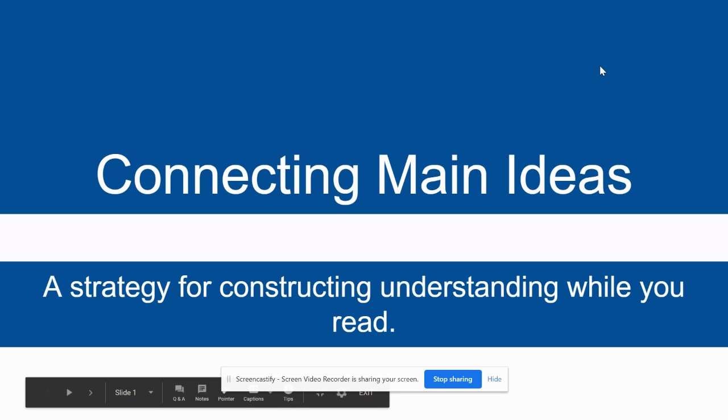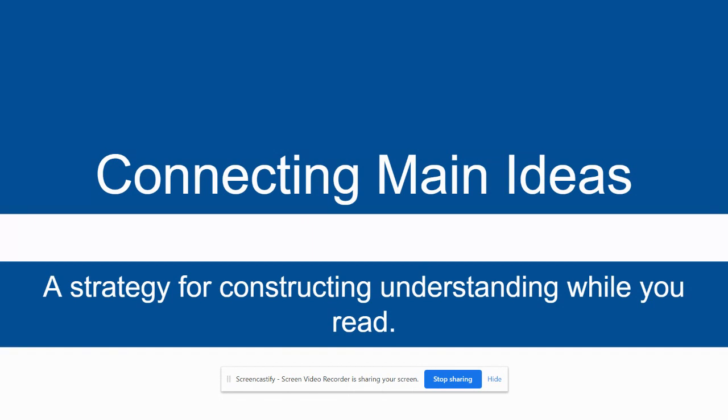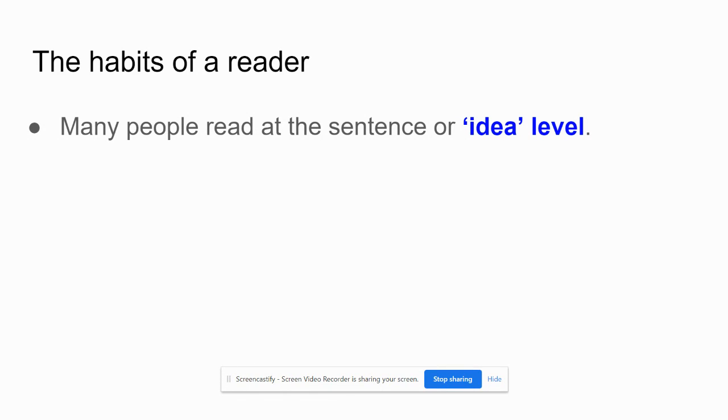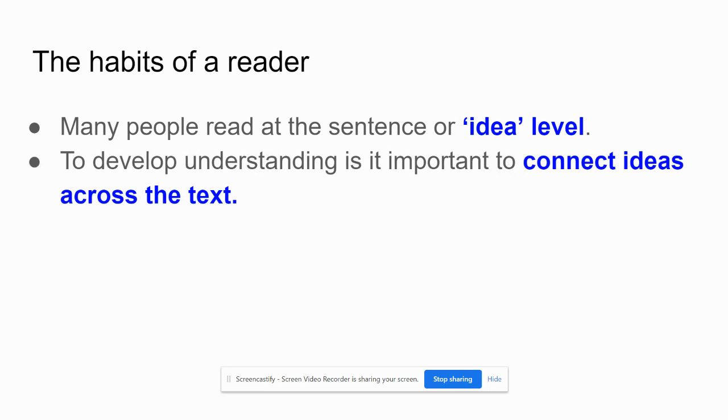Have you ever got to the end of reading a text and even though you feel like you've been understanding on the way through, you get to the end and you're not quite sure exactly what you read? That's because many of us actually read at the idea level or the sentence level. We understand the individual ideas in the text, but we often don't connect the ideas across the text.